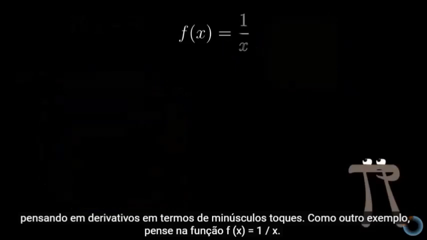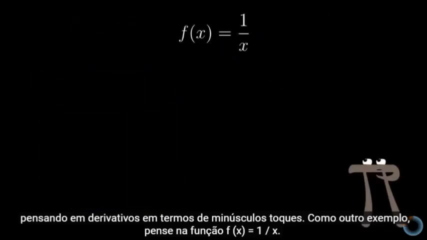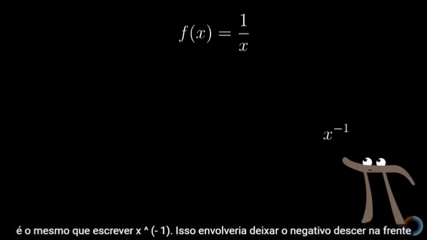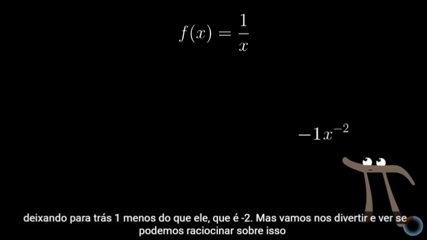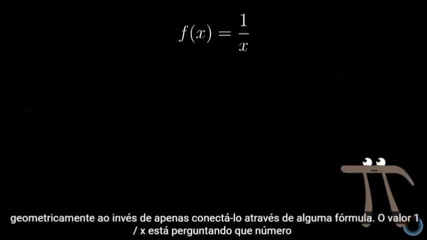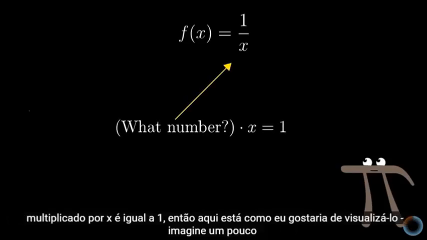As another example, think of the function f of x equals 1 divided by x. Now, on the one hand, you could just blindly try applying the power rule, since 1 divided by x is the same as writing x to the negative 1. That would involve letting the negative 1 hop down in front, leaving behind one less than itself, which is negative 2. But let's have some fun, and see if we can reason about this geometrically, rather than just plugging it through some formula. The value 1 over x is asking, what number multiplied by x equals 1?